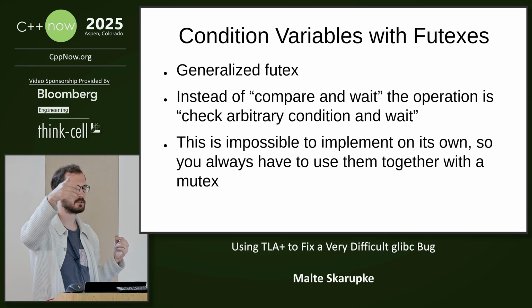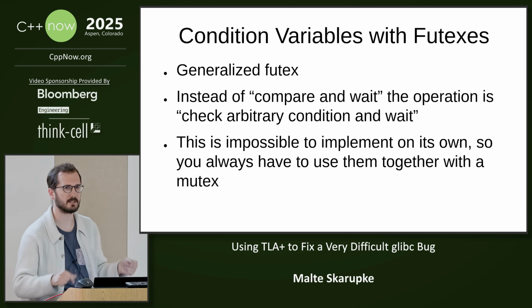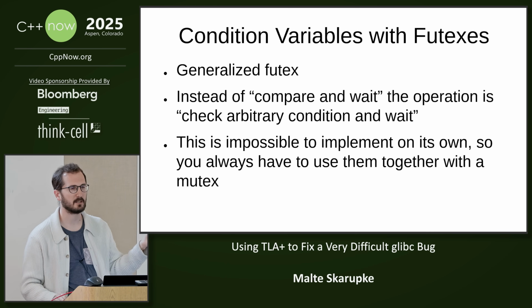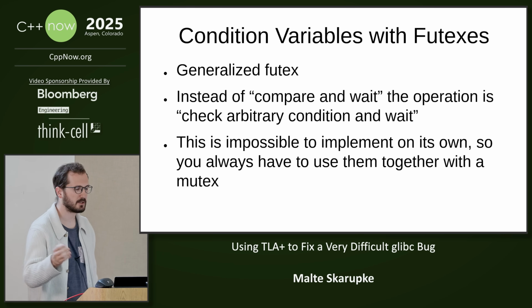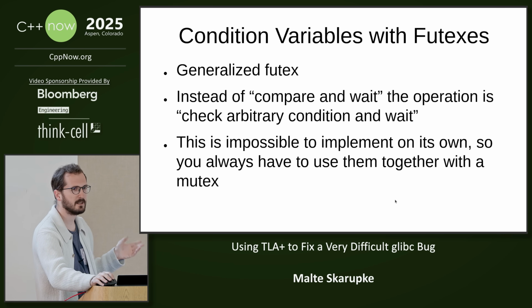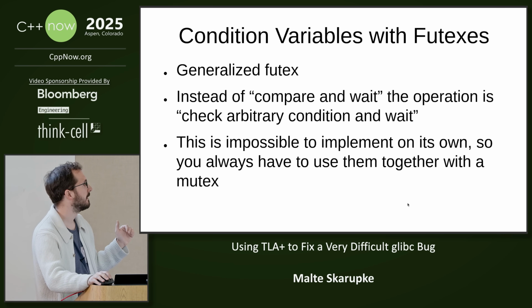If the list is empty, go to sleep is what I want. So like the opposite of what I said. And that has to happen atomically: atomically check if the list is empty and go to sleep. And since it's arbitrary conditions, you can't do this with a futex alone. So it always gets used together with the mutex. And there's a protocol you have to follow for condition variables and mutexes, how to use them together.